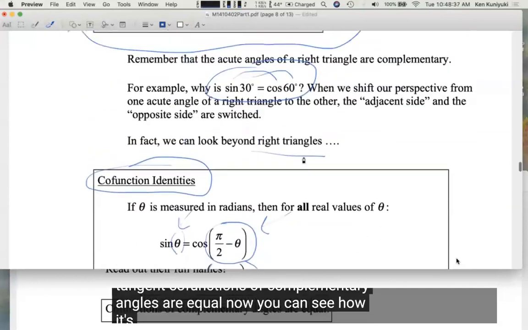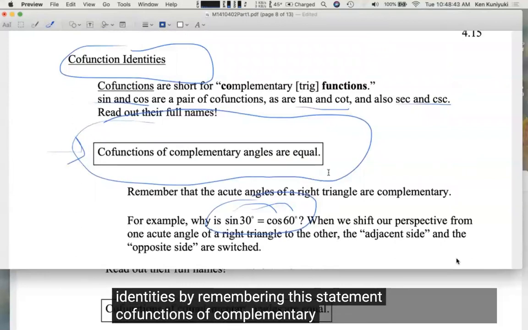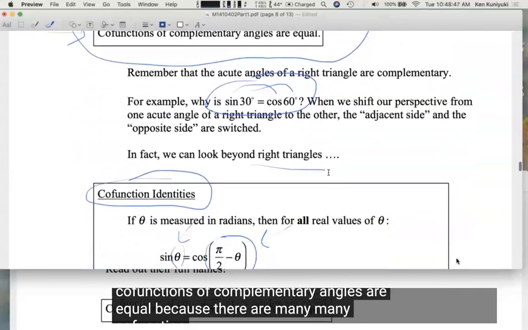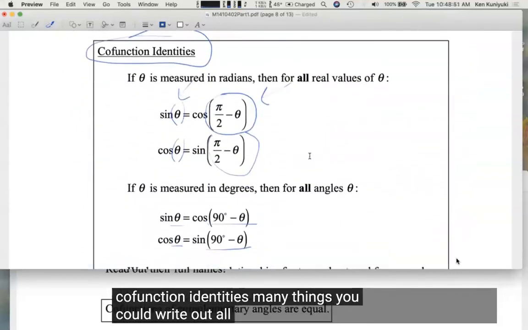Now you can see how it's easier to remember the cofunction identities by remembering this statement: cofunctions of complementary angles are equal, because there are many, many cofunction identities. Many things you could write out.